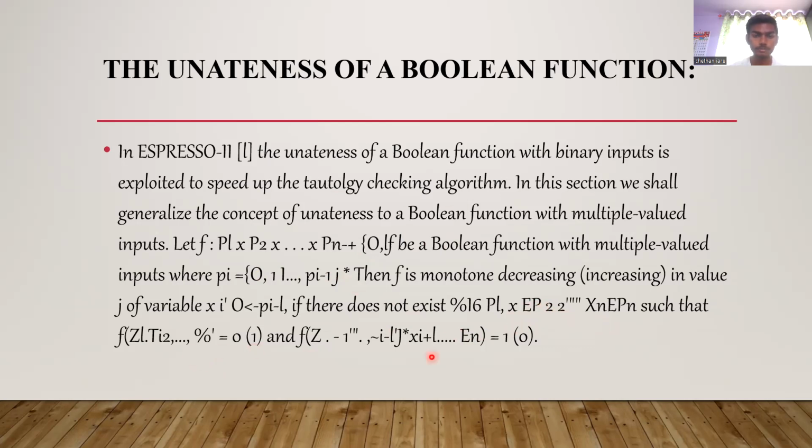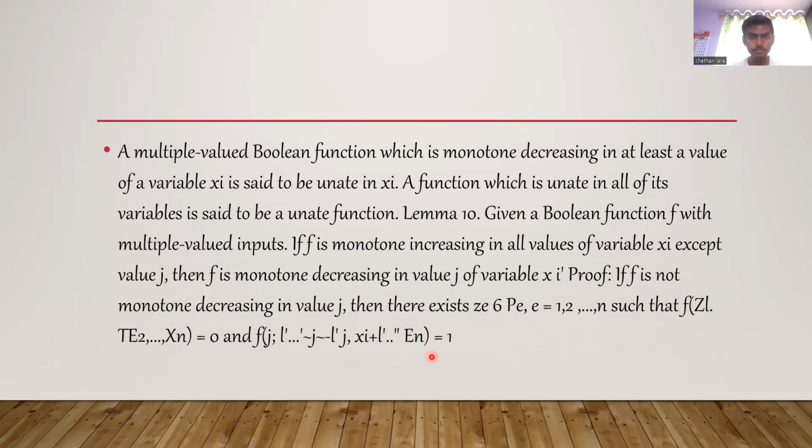in this expression. And next, a multiple valued Boolean function which is monotone decreasing in at least one variable xi is said to be unate in xi. A function which is unate in all of its variables is called a unate function.